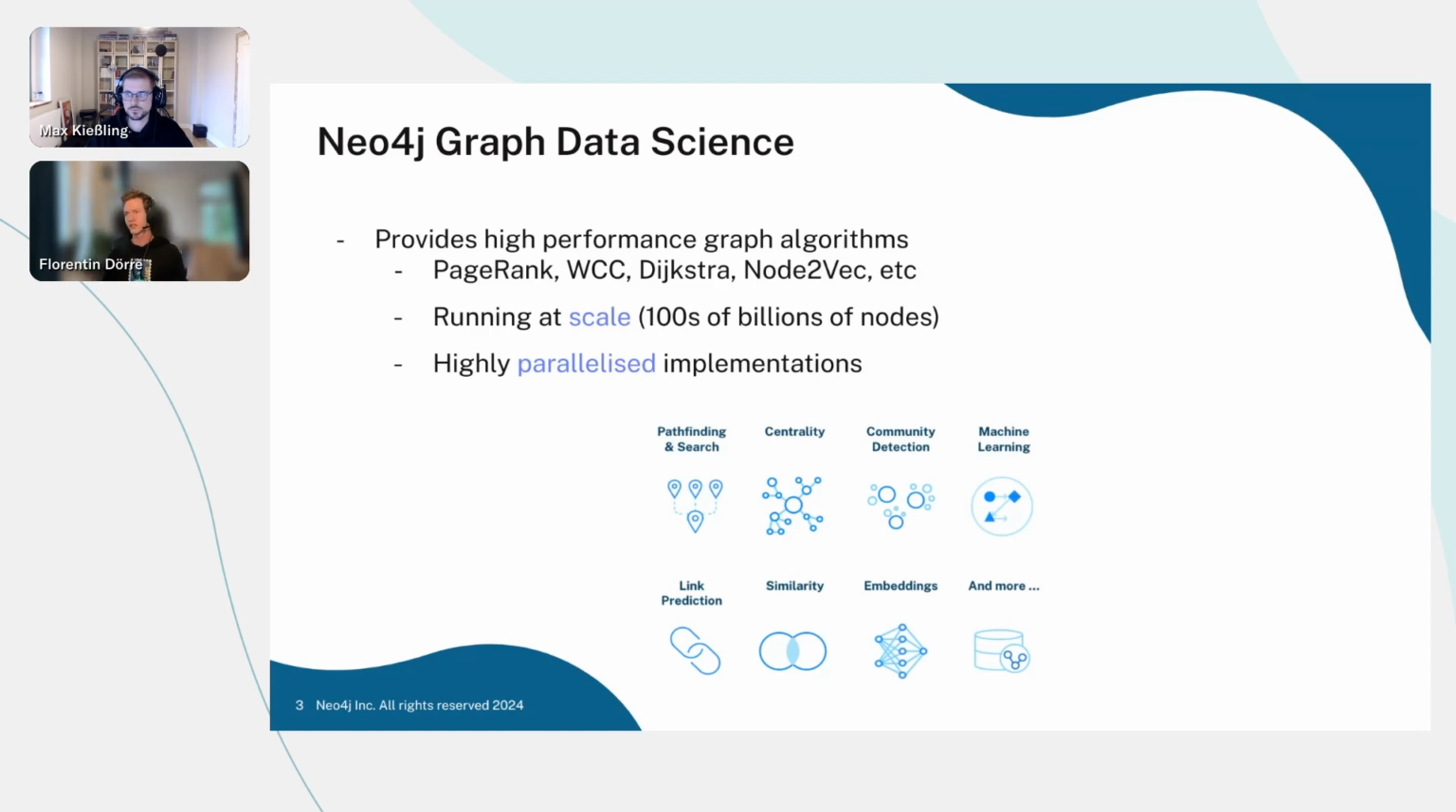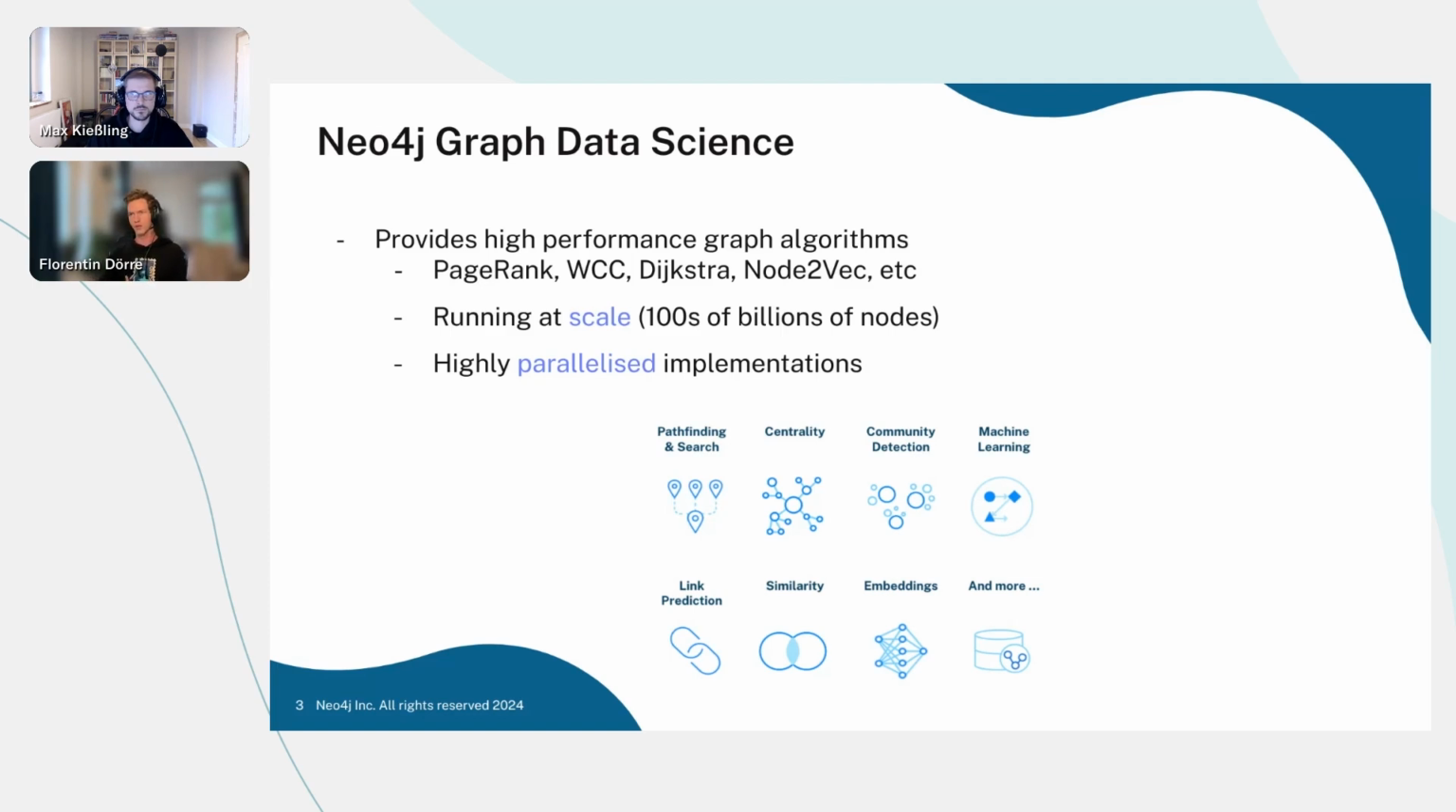With Neo4j graph data science, we have an offering where you have a couple of high-performance graph algorithms. So, like for instance, PageRank for centrality, WCC for community detection, or like Node2Vec for embeddings. What makes us a bit special is that we are focused on running at scale, so talking about hundreds of billions of nodes, and also offering them highly parallelized, so trying to make sure all of your CPU cores are actually used and not just idling around.